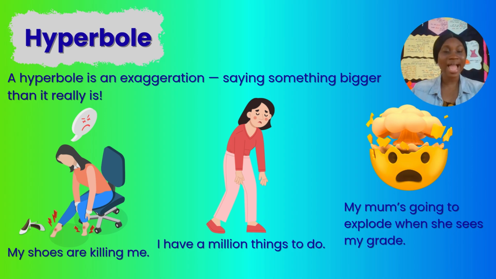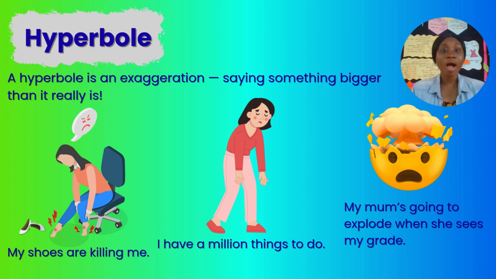Another example is I have a million things to do. I mean, I have a million things to do in one day. Only me. On my to-do list, I have from number 1 to 1 million. Is that possible? It's impossible. So I'm exaggerating. I'm just letting you know that I have a lot of things to do, but they are not up to 1 million in actual fact. But I have to say that I have a million things to do, just so you get how busy I am, how occupied I am.